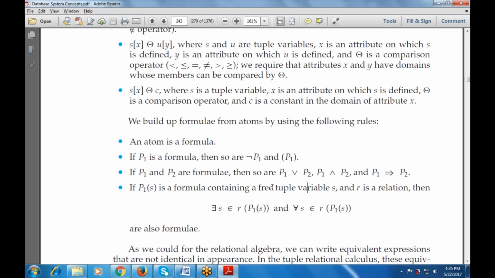And if P1(s) is a formula containing the free tuple variable s, and r is a relation, then there exists s ∈ r (P1(s)) and for all s ∈ r (P1(s)) are also formulas. So these are the rules that are concerned with the formulas, the variables, the attributes, and the comparison operators, using the atoms.